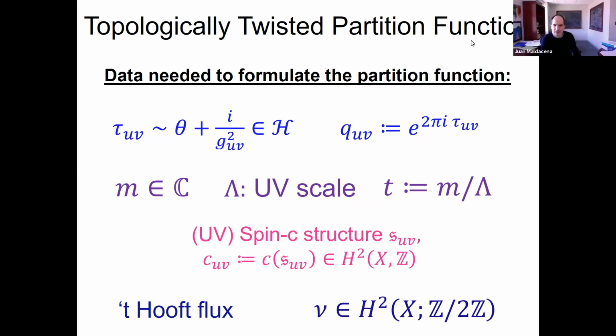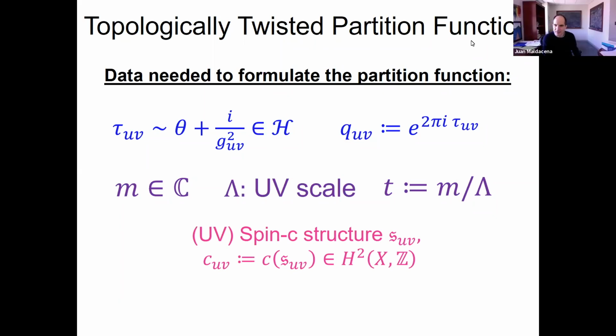Sorry, Greg, isn't this theory N equals 4 super Yang-Mills in the UV? Well, it depends what you mean. If you take the mass parameter to zero, then yes, it's N equals 4 super Yang-Mills. But why do you need a UV scale?